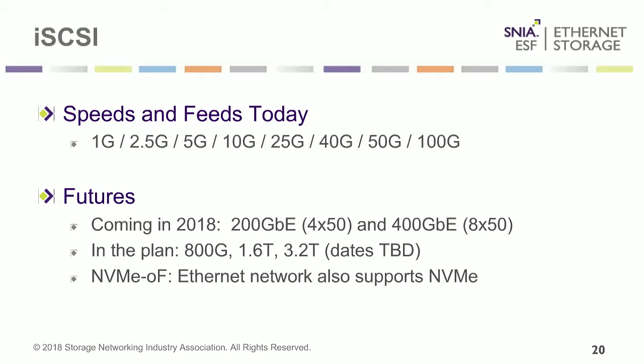In terms of the speeds, originally it started at like 100 megabit, but effectively you have from 1 gigabit up to 100 gigabit today. And 100 gigabit has actually been shipping for a while for iSCSI. I wouldn't say too many people are actually using it for iSCSI yet, but it is out there and we have seen some deployments.